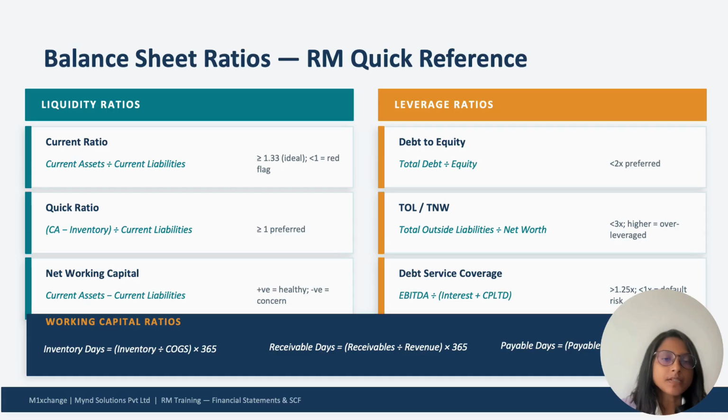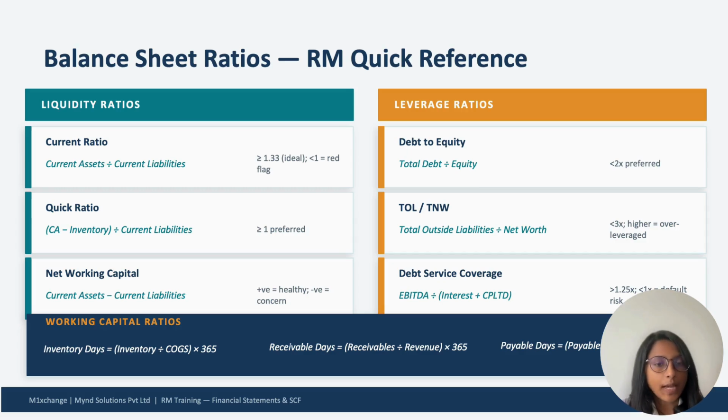Okay, next is my quick ratio. So what is the difference between the quick ratio and current ratio? I'm removing the inventory from current assets. And why am I removing the inventory? Because it cannot be quickly converted into cash, right? It takes some time to convert the inventory into a product and then sell it and then receive cash, right? So I'm removing that, divided by my current liabilities. Anything more than 1 is preferred here, less than 1 is a red signal.